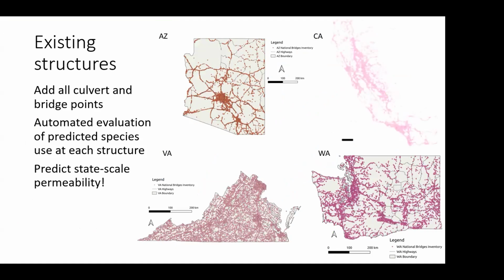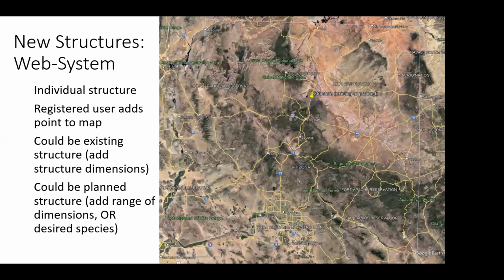Okay, existing structures. Here's some maps just to show you the known locations of culverts and bridges in open datasets. The top fuzzy map on the right is for California, where datasets are less known. And so you could take all of these and estimate permeability at the state scale. Today, tomorrow, you can do it now for those particular species.